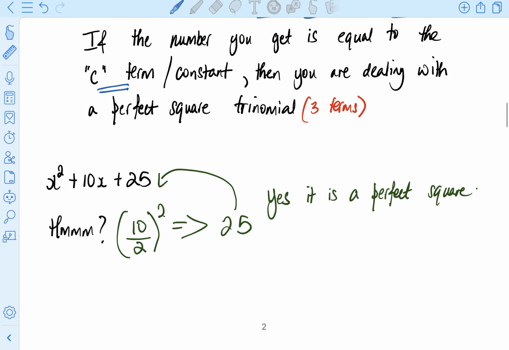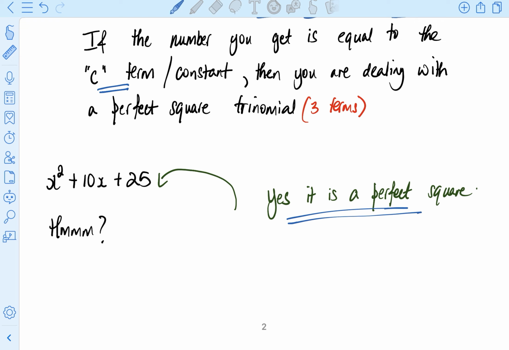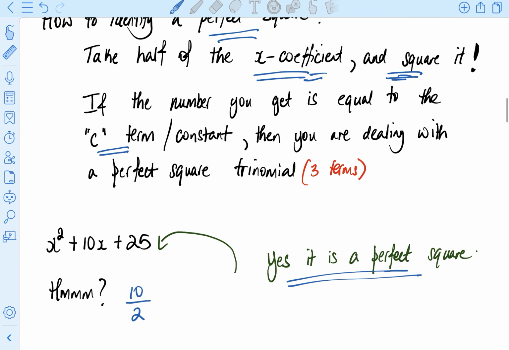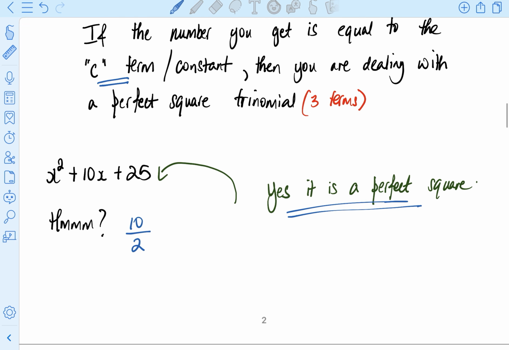Let's look at a few here. Let me just erase this first. My question was, is this a perfect square? You can see I already wrote, yes, it's a perfect square. So we take half of the x coefficient, and then we square it. 10 divided by 2 is 5, and 5 squared is 25. And because 25 is also the last term, we're dealing with a perfect square.